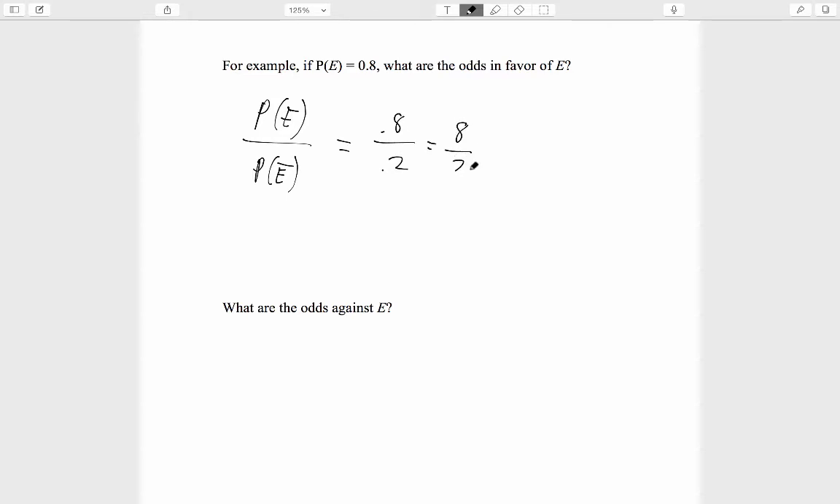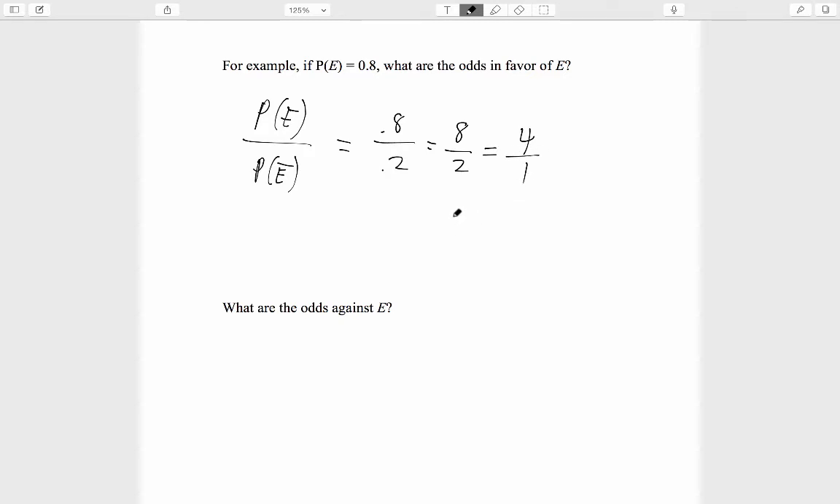So we simplify a bit. This is 8 over 2. Let's first turn these into whole numbers. Given a fraction with decimals in it, I'm allowed to move the decimal point one place over in both the numerator and the denominator, and the result will still be equal to what I started with. So I move the decimal point over. I have 8 over 2, but that's not quite in simplest form.